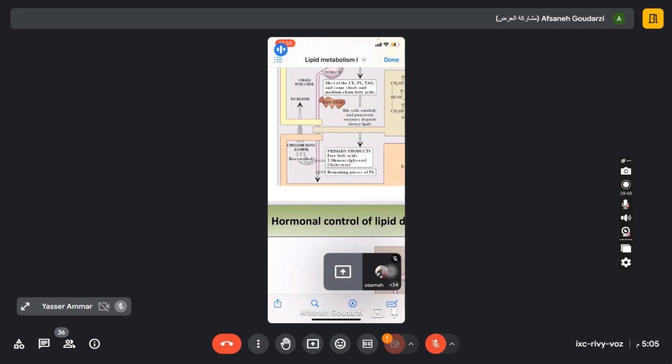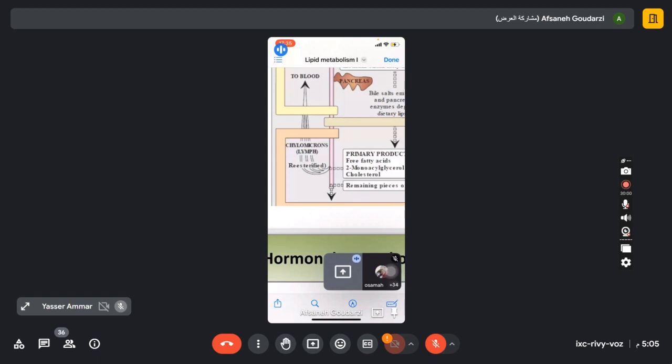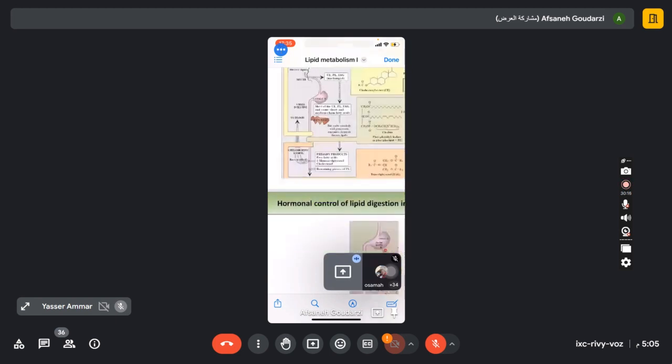After we produce these primary products, they are absorbed in the epithelial cell. These are re-esterified again, and they are packaged in the lipoprotein known as chylomicron. It enters the lymph and then the blood. Regarding the chylomicron, which is a kind of lipoprotein, no worry, I will explain it to you in the session on lipoprotein metabolism.